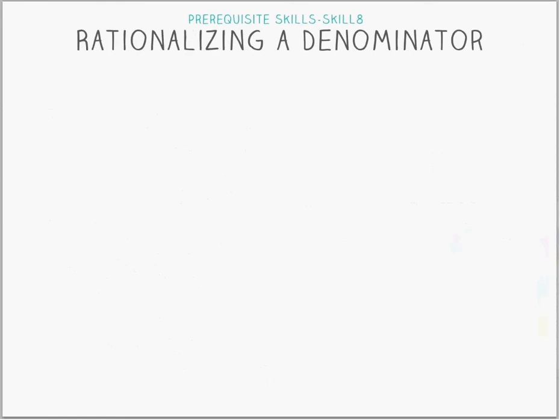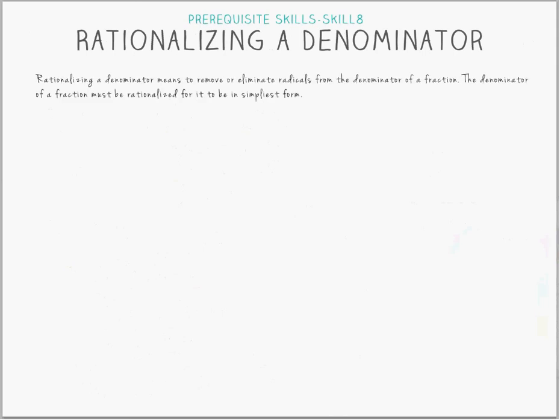Okay, the next thing we're going to review is rationalizing a denominator. Rationalizing a denominator means that you're going to be removing or eliminating radicals from the denominator of a function. So you're getting rid of any radical. A radical is a square root, or even a cube root, anything that has that root sign in it. So you're trying to get those roots out of the denominator.